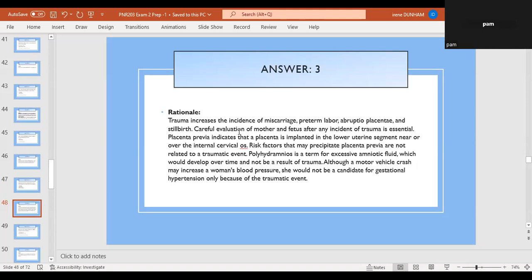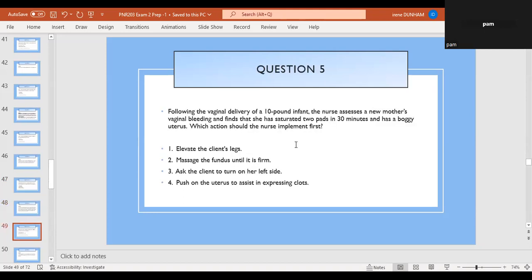Trauma increases the risk of miscarriage, preterm labor, abruptio placentae, and stillbirth. All right. That's why you have a car accident. Even though moms always say, oh, I'm okay. We always say you're going to the hospital.